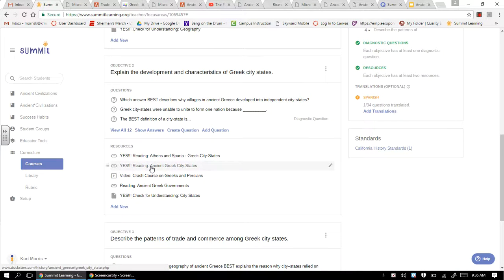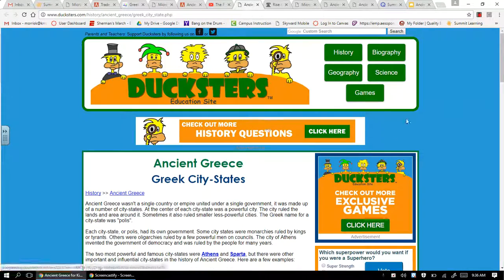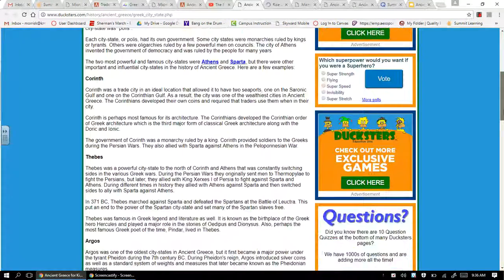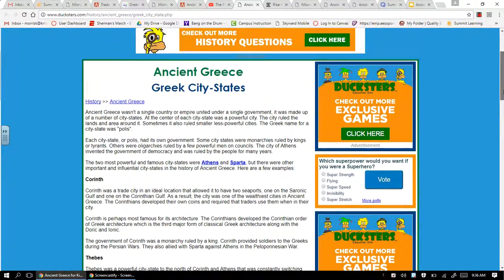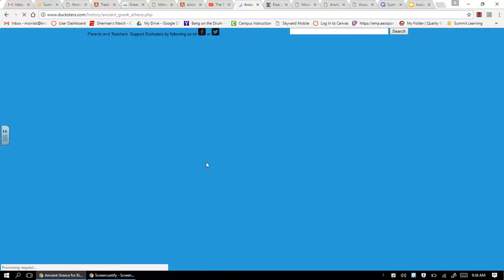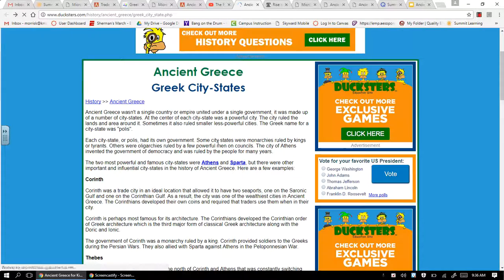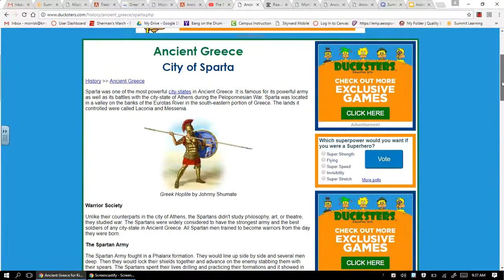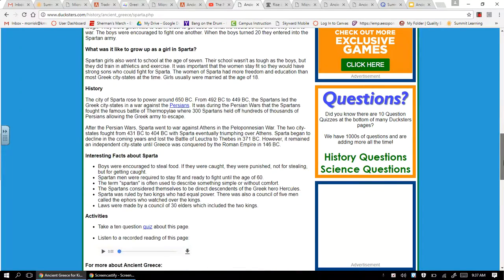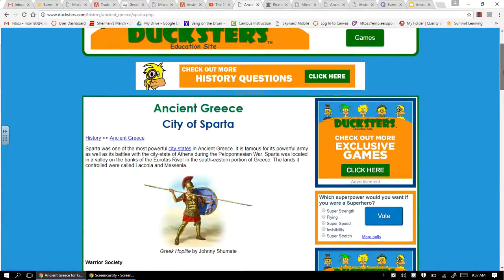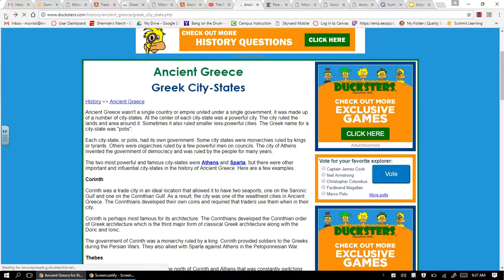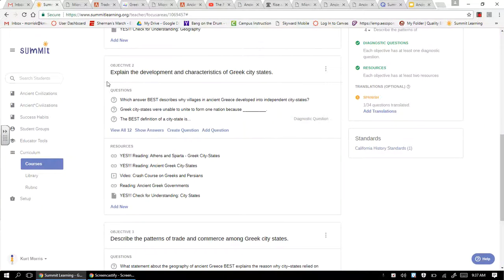The next one, ancient Greek city states. That is a Duxters, but I want to tell you about this. Please do not worry about the rest of these city states. I want you to click on Athens and click on Sparta. Click on both of these and take independent notes on Athens. And let's go back. Click on this and take independent notes on Sparta. Duxters, as you know, I like very much, and I really like the way they lay everything out. And the information on Athens and Sparta that you're going to read in these two Duxters is going to be on your content assessment. So I would definitely take the time to do that.